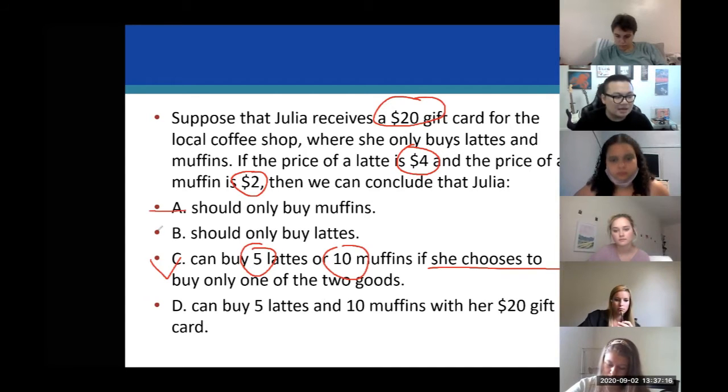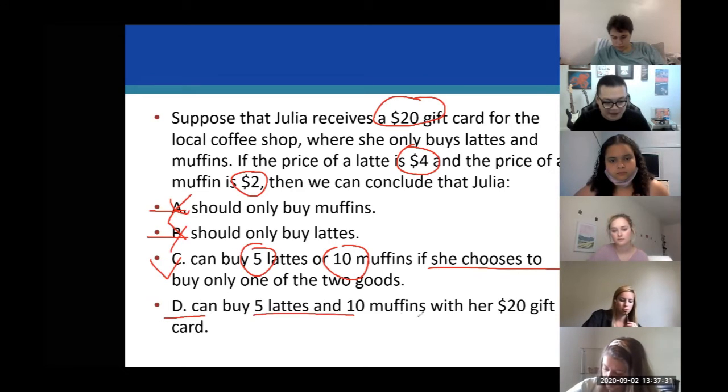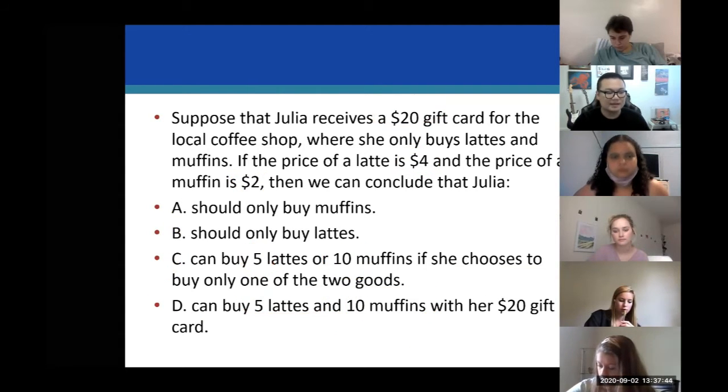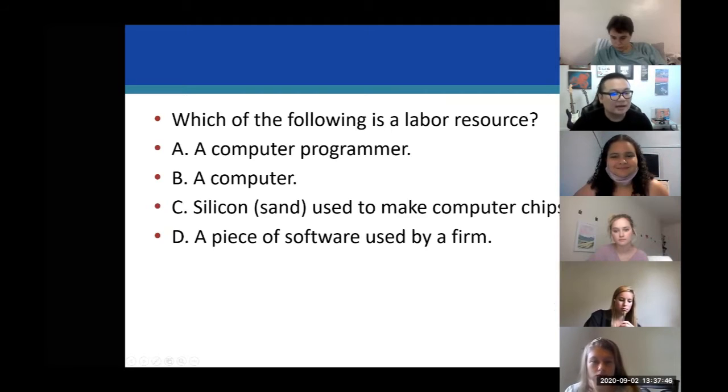A and B here are not correct because who can decide she should only do something? She has the money, she can decide to buy either of the products. So A and B are wrong. And D here says she can buy 5 lattes and 10 muffins. So they definitely do not have enough money. If she wants to buy 5 lattes and 10 muffins at the same time, it will cost her $40. So she does not have enough money. Okay, should be very easy. The answer would be C.